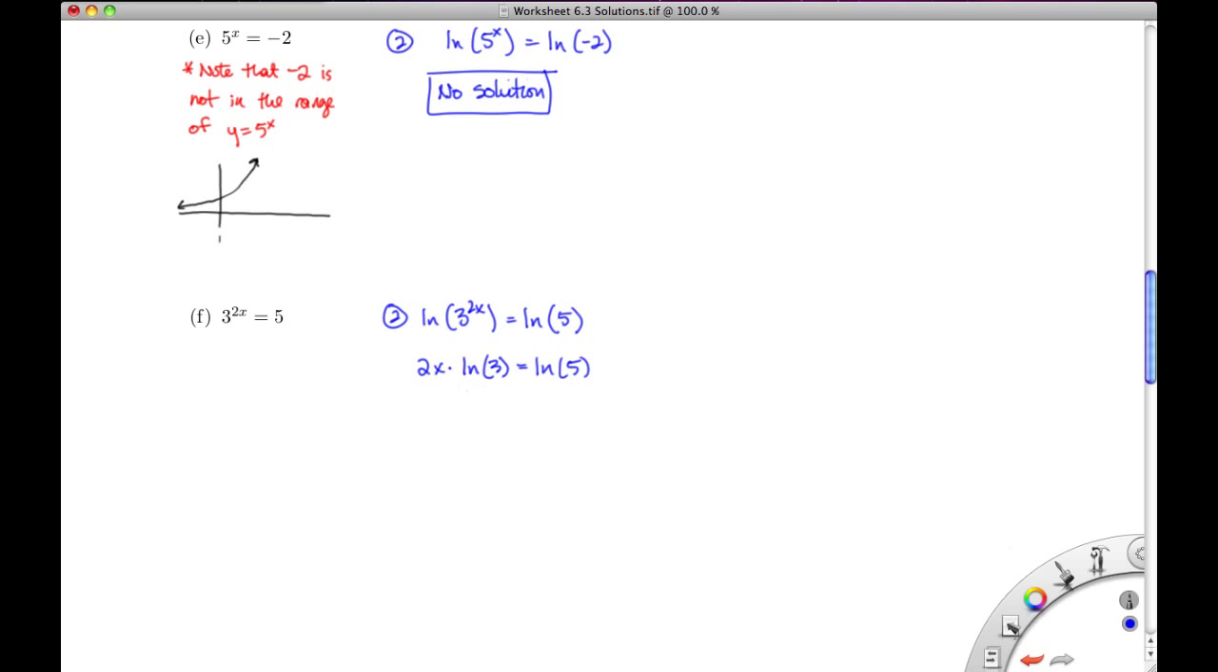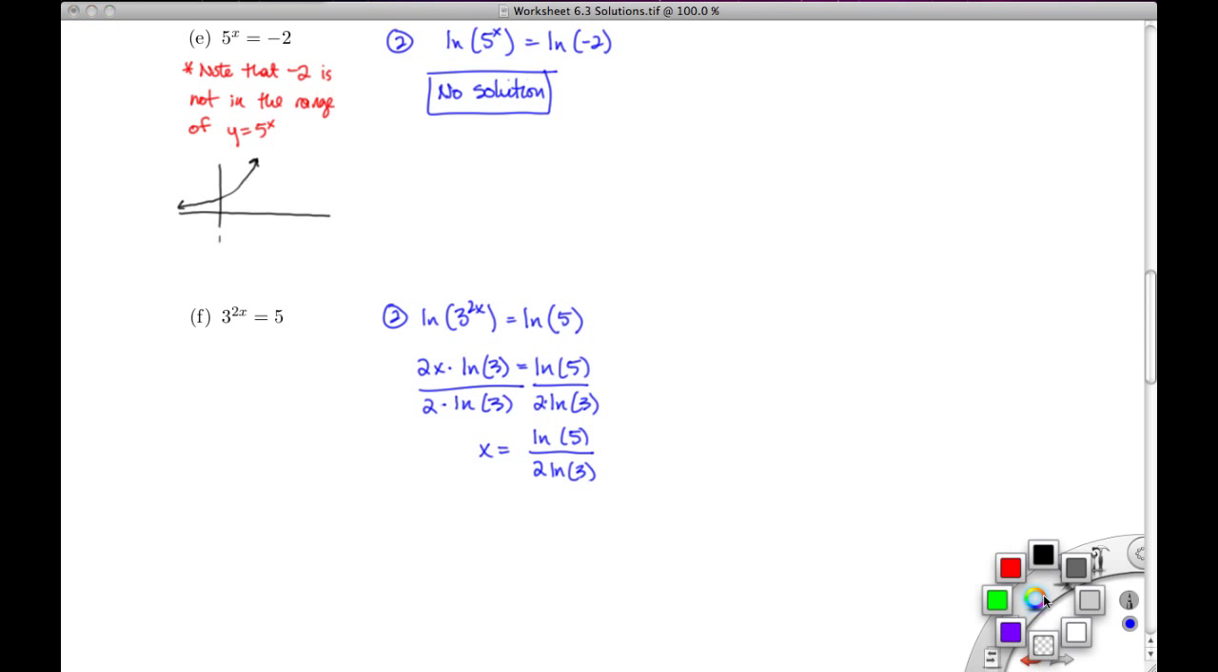Now you could do this all in one step, or you could break it up. I'm going to do this in 2 steps. I'm going to divide both sides by the ln of 3. And while I'm at it, I'm going to divide both sides by 2, because I want to get rid of that 2 as well. So that's just going to leave me an x on this side, and then the ln of 5 divided by 2 times the ln of 3. Now, just to warn you, WebAssign might be kind of picky with this. This is a perfectly correct answer, but sometimes we know that WebAssign can be a little bit finicky about things.